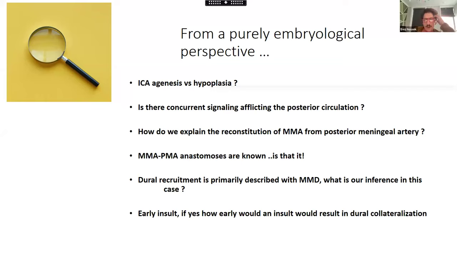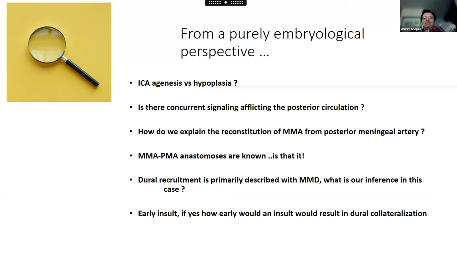The problem when you say Moya-Moya is the definition: the distal supraclinoid carotid, the bifurcation. So yeah, it's maybe a variant, but the problem is that you really need the narrowed segment of the intracranial ICA bifurcation in order to say Moya-Moya disease.